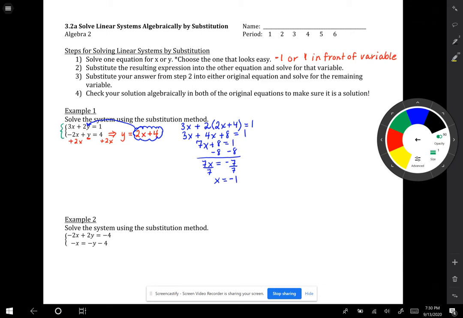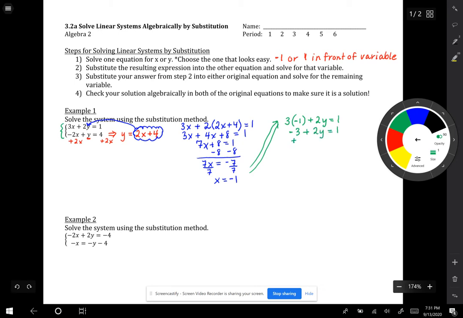And I think the bottom, well, we could just put in the top one because there's no negative. So let's just do that. So take this and replace it into one of the original equations. I'm going to replace it in the top one. So 3 times -1 plus 2y equals 1. And you did all this in Algebra 1. It was chapter 7, by the way.